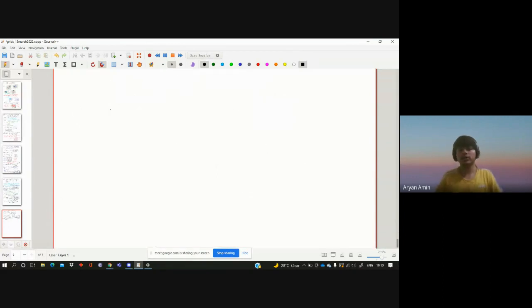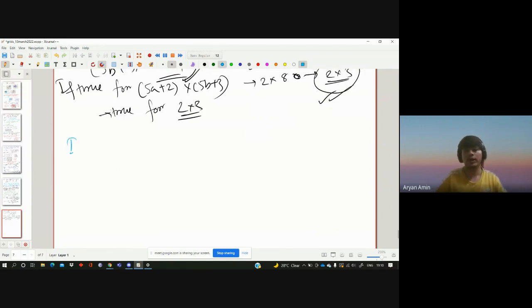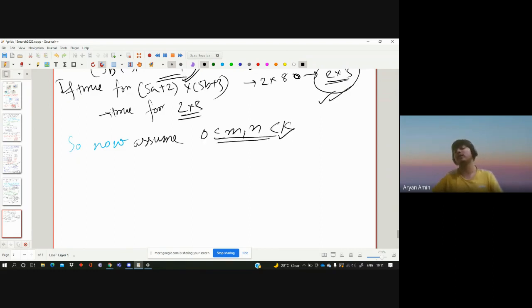Okay, so now what are we going to prove? We can WLOG assume that m and n are less than k, because of the above optimization.